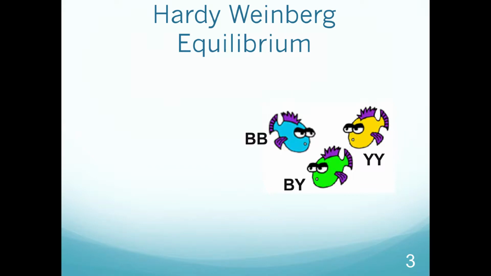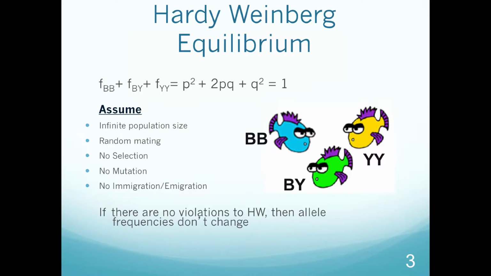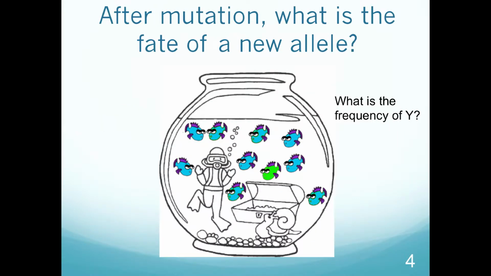So think about a system that's in Hardy-Weinberg equilibrium. We have a blue fish, a homozygote for the B allele, a yellow fish, homozygous for the Y allele, and a green fish, which is a heterozygote, a mixture of blue and yellow. The population meets all the assumptions of Hardy-Weinberg, and we have a population of 10 fish, and suddenly there's a mutation in one of them. The mutation is from a B to a Y, and it's a single mutation, so it changes one fish from a homozygote to a heterozygote.